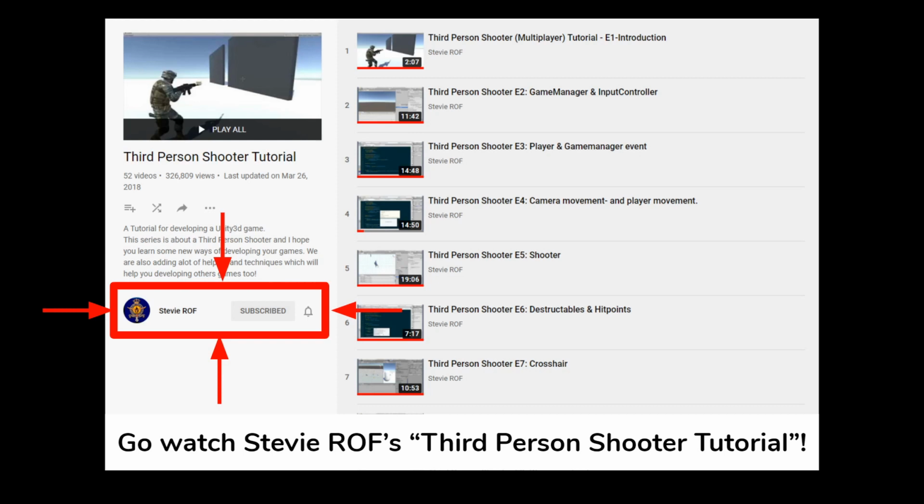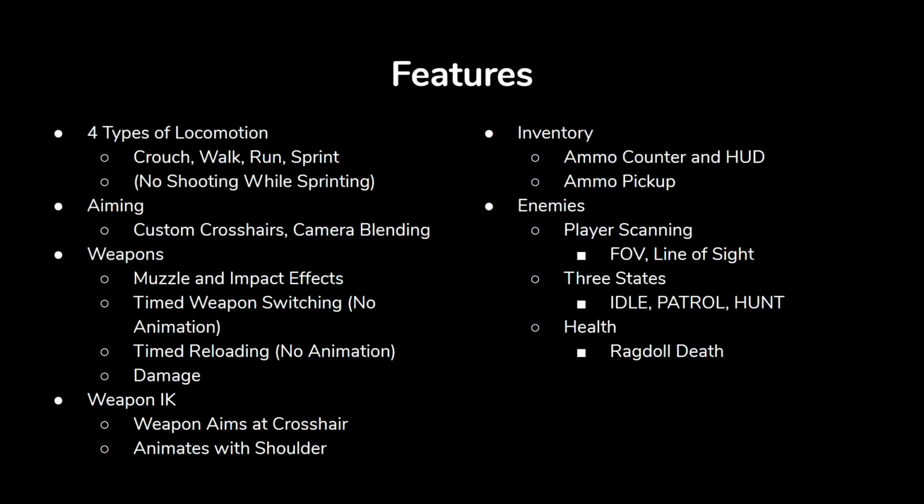I'll get back to that, but the first thing I just want to run through quickly is the features that got implemented in the prototype over the past 7 days. So this is what we have. We have 4 types of locomotion: crouch, walk, run, and sprint. We have no shooting or weapon switching or reloading while sprinting.